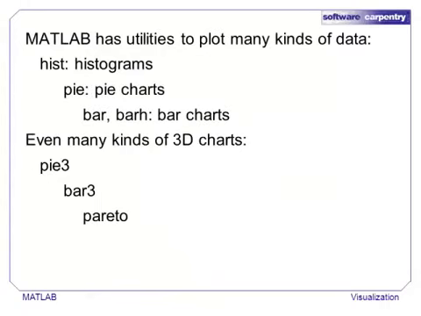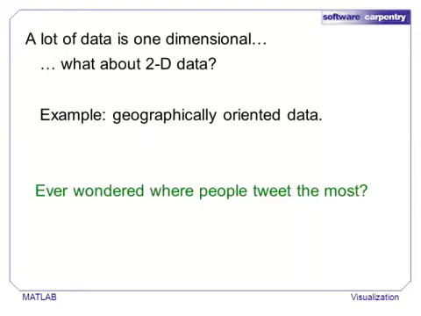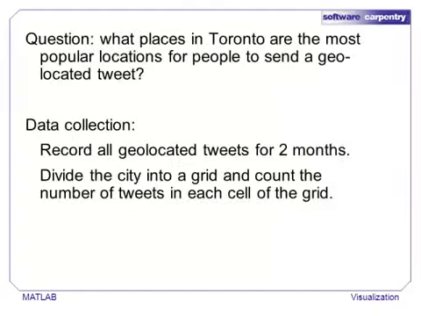MATLAB offers several other plotting utilities, including functions to make the standard pie and bar graphs. The hist function can be used to make histograms. If your data requires it, MATLAB can make many kinds of three-dimensional charts as well. Again, all of these plots are fully customizable. Another way to visualize data is to treat a matrix as an image. In this example, we will examine a dataset of public, geolocated Twitter messages near Toronto. We start with the question of from where in Toronto people are most likely to send a geolocated tweet.